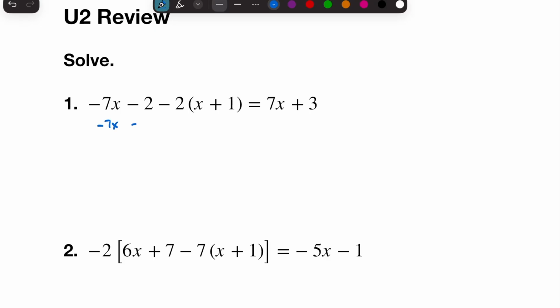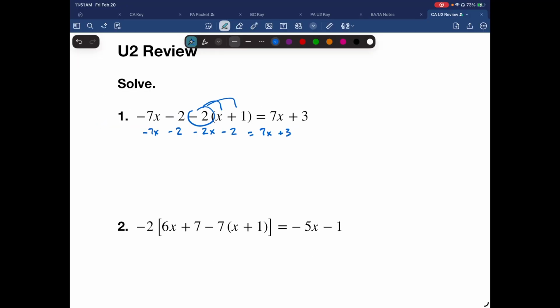So we got negative 7x minus 2. We're going to distribute that negative 2. This is going to be negative 2x minus 2. So take the negative 2 and give it to everything. We got 7x plus 3. Over here, we got negative 7x, negative 2x. That's going to be negative 9x, negative 2, and negative 2 is negative 4.